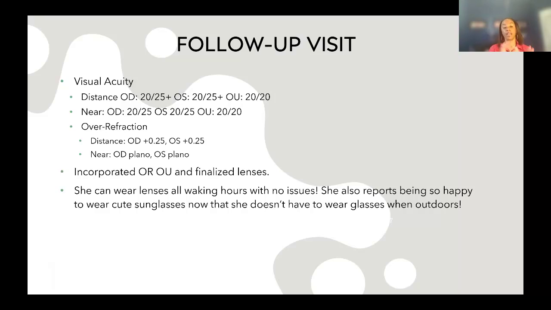and her axial lengthening is normalized. It was increasing by about 0.4 every year. Now we're getting about 0.2-ish millimeters in axial lengthening every year, which is about what we would expect for her age. So that is that.